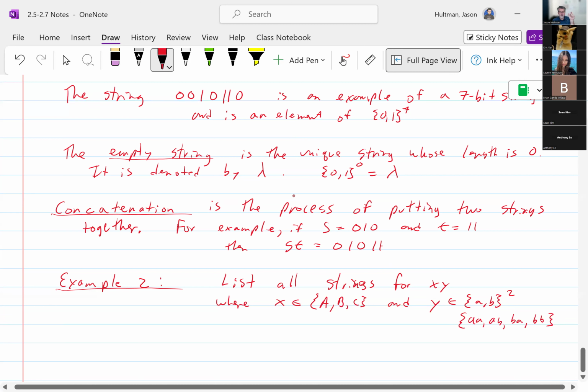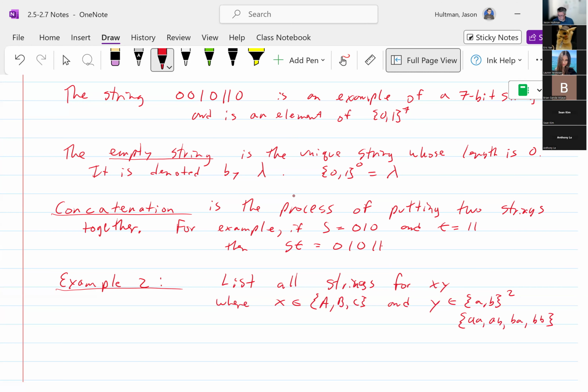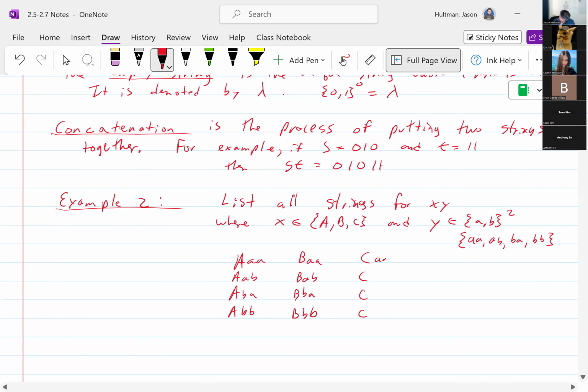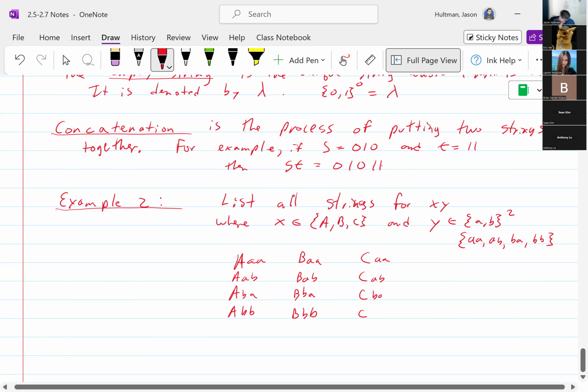So now we want to concatenate X with Y, putting X and Y together, in all the combinations. What do we have? We have big A with little aa, big A with little ab, big A with little ba, and big A with little bb. Then we can do the same thing with the big B and the big C: aa, ab, ba, bb, aa, ab, ba, bb. And that is 2.6.